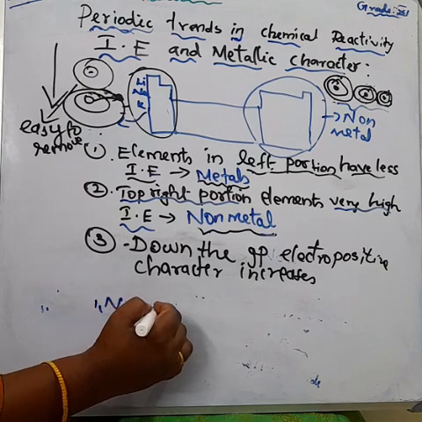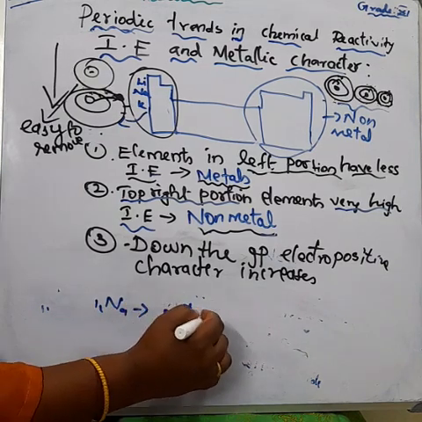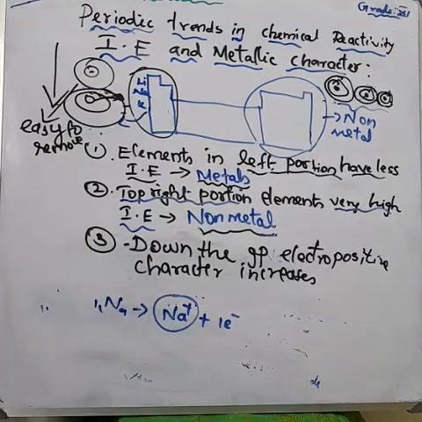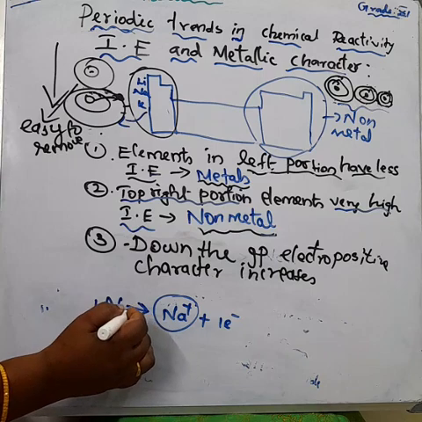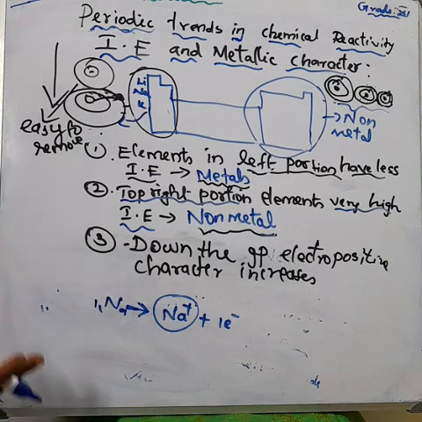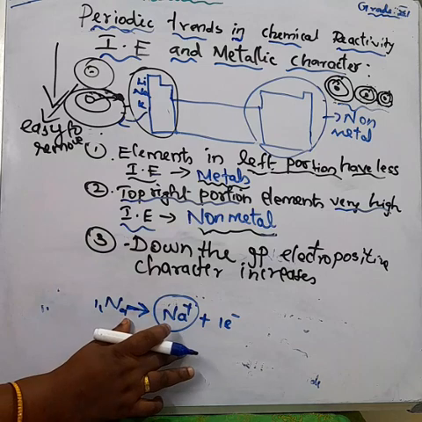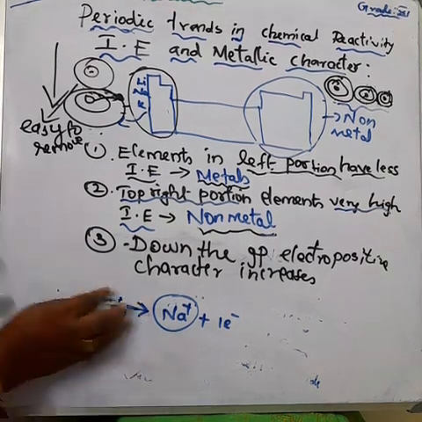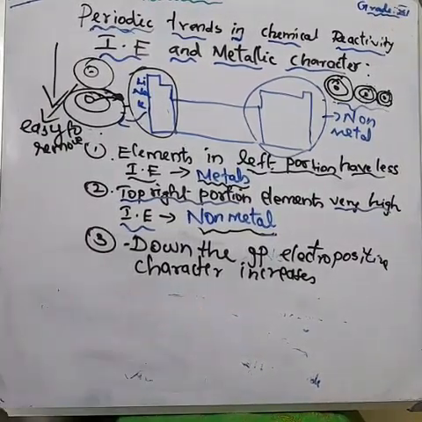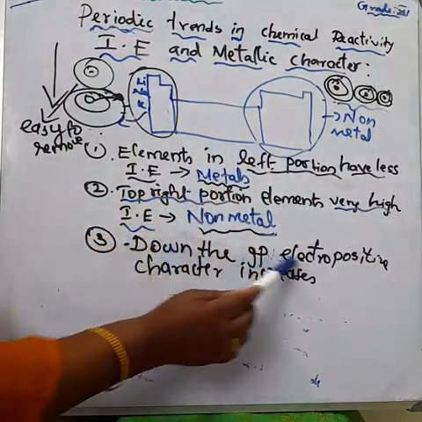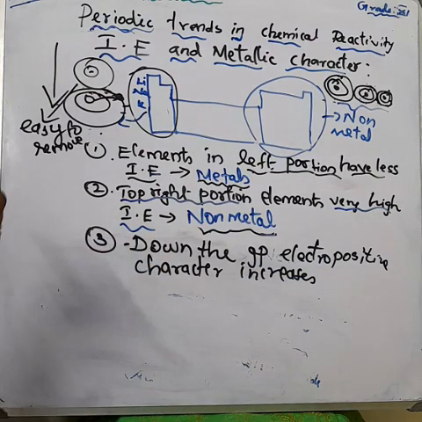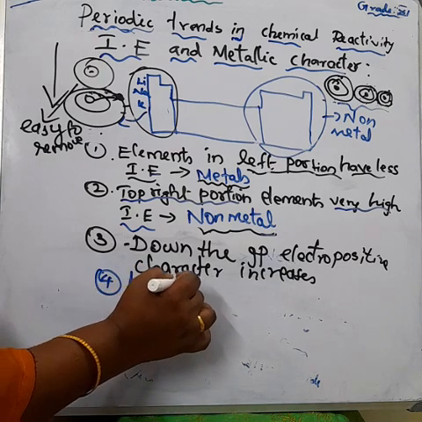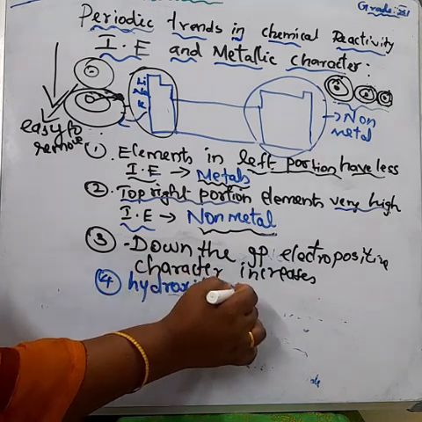Okay, electropositive, Na plus. An electron deficiency takes place, because one of the electrons is lost. Hence the hydroxides of these elements become more basic. As we are moving down the group, the ionization energy decreases and the electropositive character of the element increases. Hence the hydroxides of these elements become more basic.